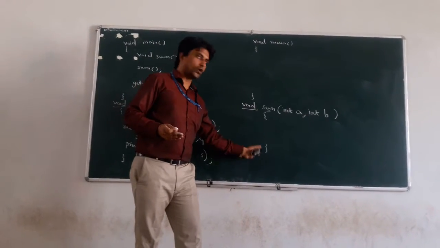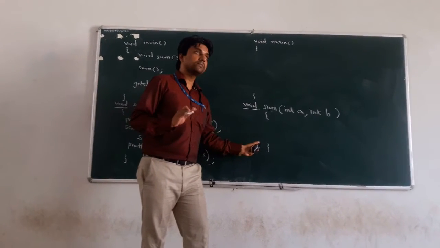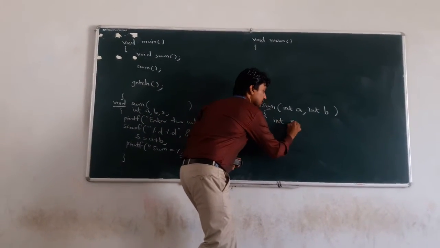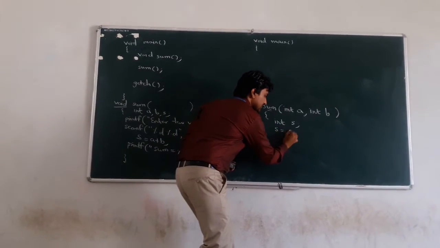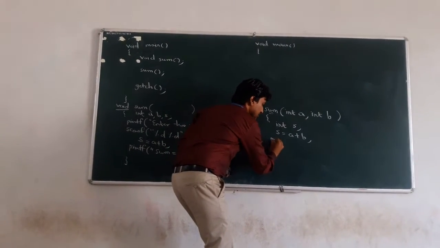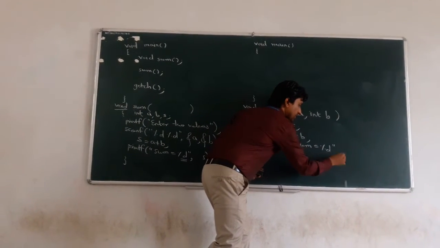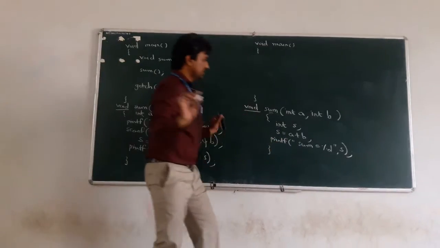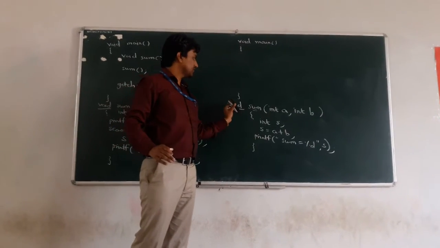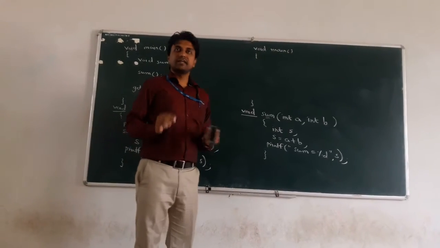Next, design the body. Inside the body, the function of sum is to make the addition of these two numbers. So take a third variable s equal to a plus b, and printf sum is equal to %d, comma s. Clear? This is the function body. As per the discussion, the function body changes, as well as the argument list and parameters. So this is called the function definition.